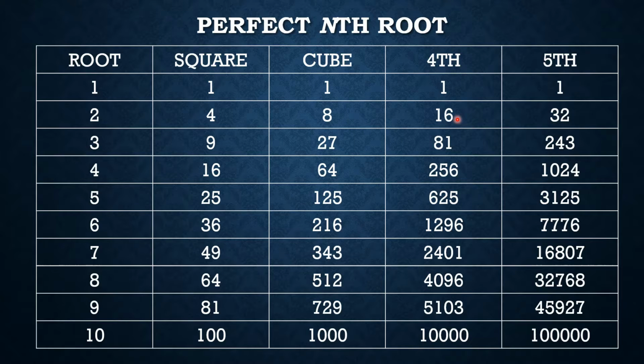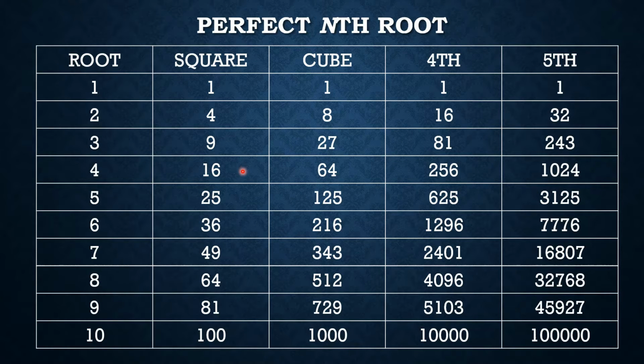So what are the perfect nth roots? The square root of 4 is 2. The cube root of 8 is also 2. The fourth root of 16 is 2. The fifth root of 32 is 2. The square root of 9 is 3. The cube root of 27 is 3. The fourth root of 81 is 3. The fifth root of 243 is 3.